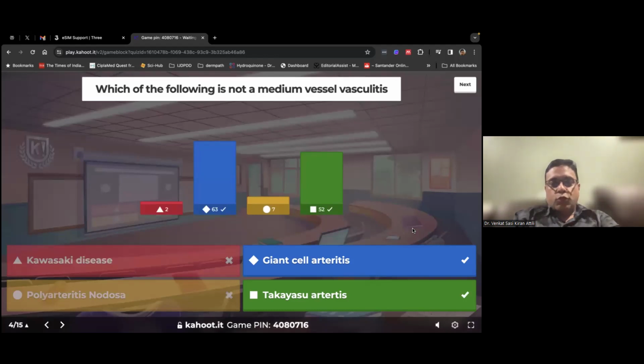Right. Okay, so most of you have got the answer right. So giant cell arteritis and Takayasu arteritis are called large vessel vasculitis. Kawasaki and polyarteritis nodosa are the so-called medium vessel vasculitis. Okay, so these two are the right answers.